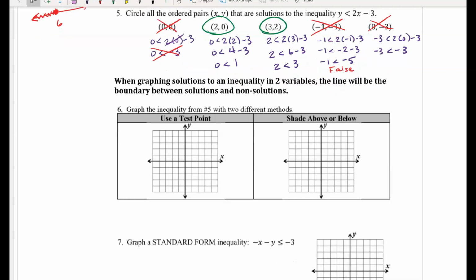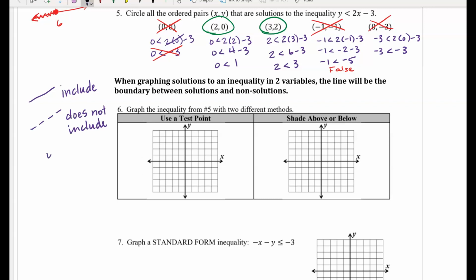As I said earlier, a line is going to be the boundary for our shading. We're going to shade on one side or the other. Sometimes we want to include that boundary, and sometimes we don't. If we're looking at y is less than 2x minus 3, since we don't have an equal sign on there, we don't want to include the boundary, and we need a way to show that. And here's how we'll do it. If we have a solid line, then that means we want to include the boundary. Include the line. But if we don't want to include it, then we're going to use a dashed line.